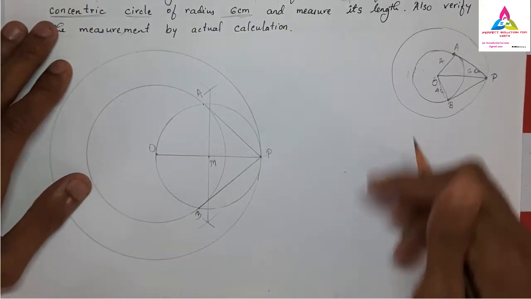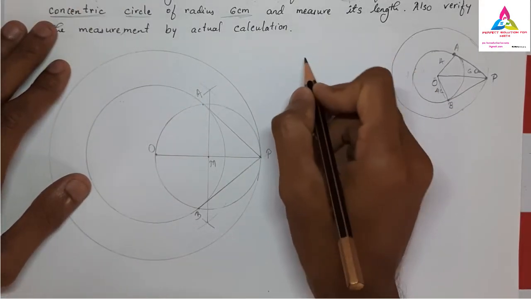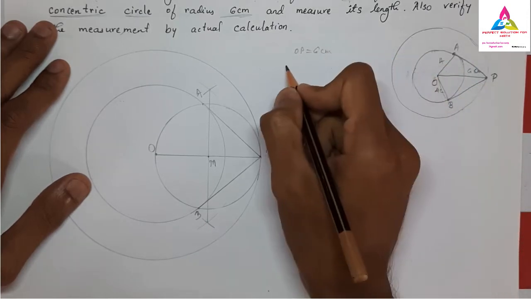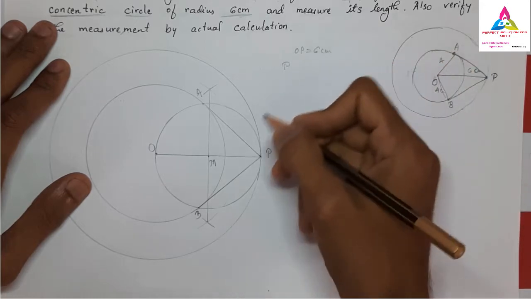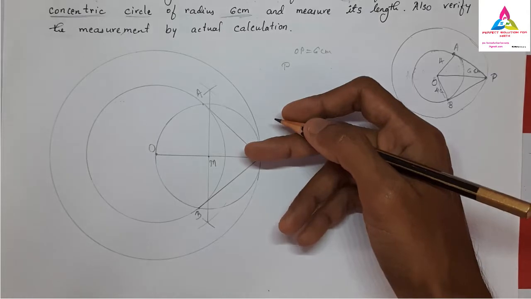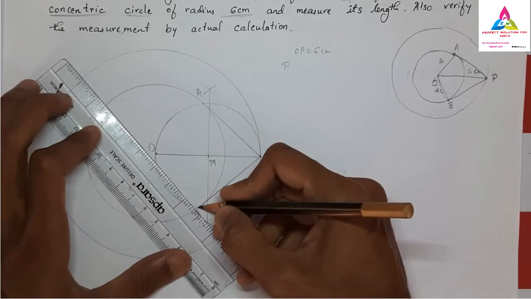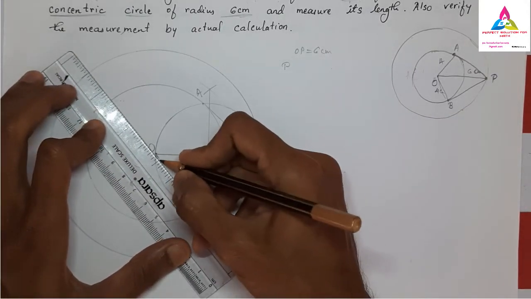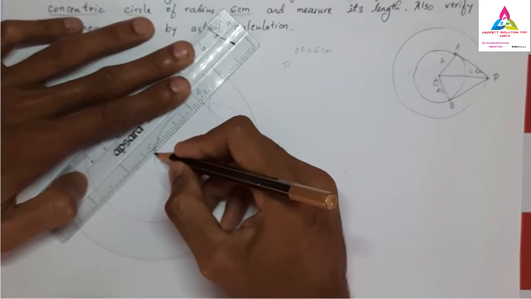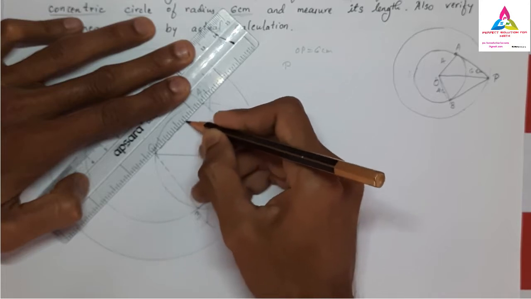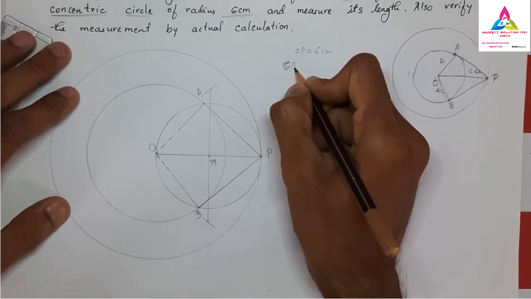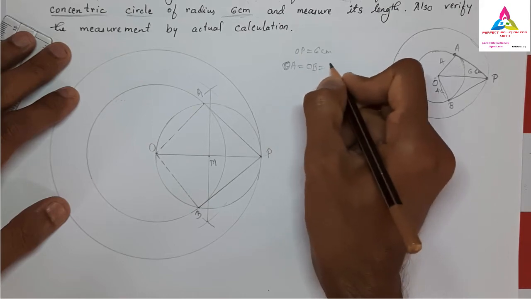So here you can write that OP is equal to 6 centimeter. And we have the two radii, OP, and one more we can join, OA, because for justification we have to join OA and OP. So let us join them now. Similarly, on the other side, you have to join OA and OB also. So we have joined that. Here I can write OA is equal to OB, that is equal to 4 centimeter.